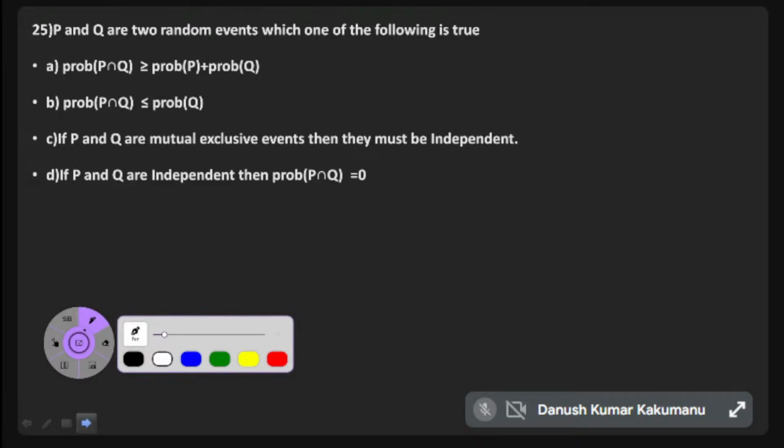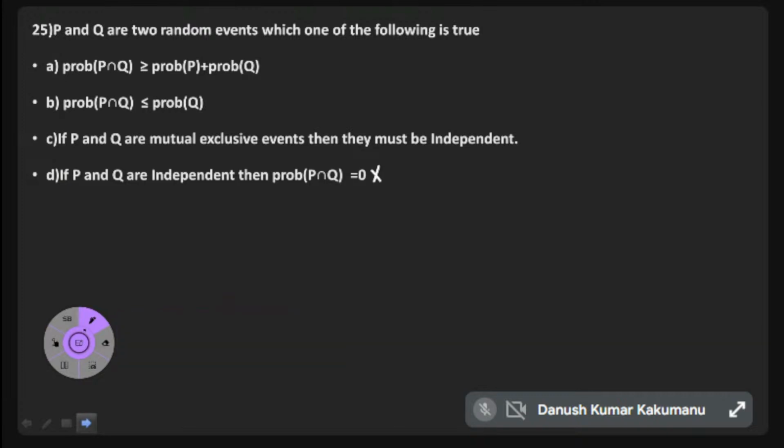First of all, D, you tell me D correct or wrong? P and Q are independent means probability of P intersection Q is 0 or not equal to 0? Independent condition is what? Probability of A intersection B is P of A into P of B. So this is wrong. This is the condition for disjoint, mutually exclusive. What about this? P and Q are mutually exclusive means then they must be independent.